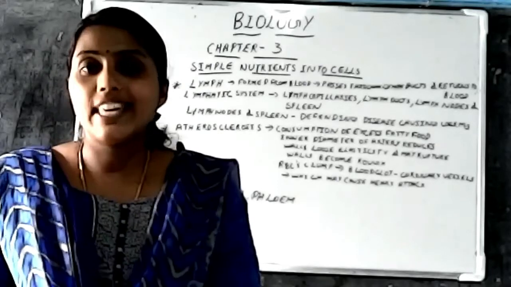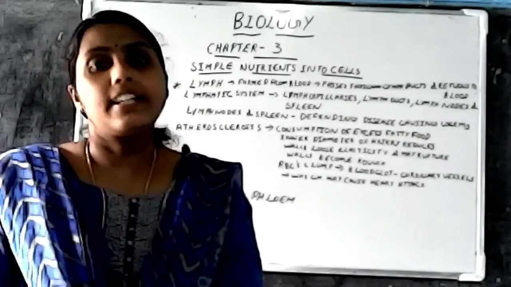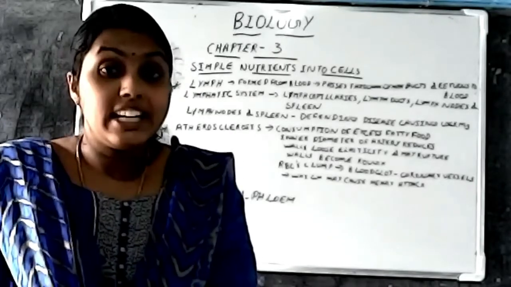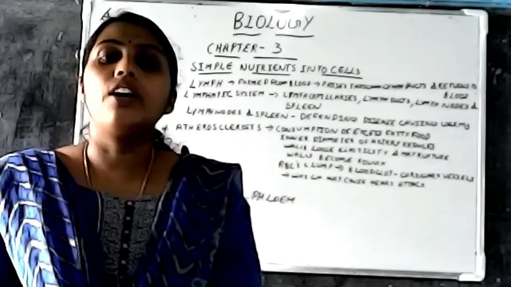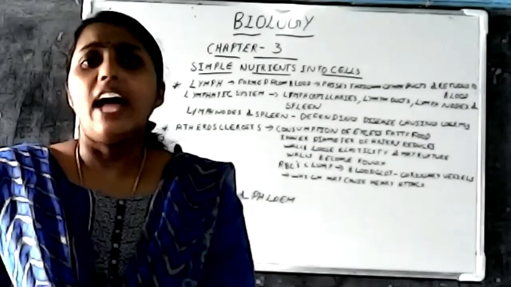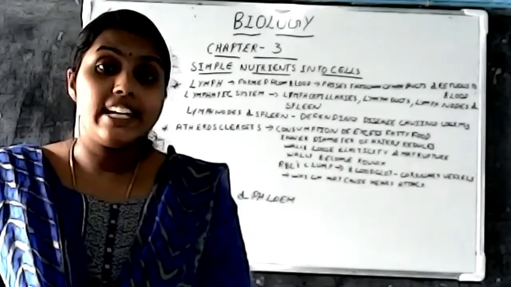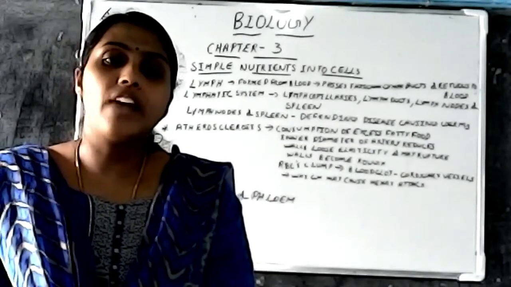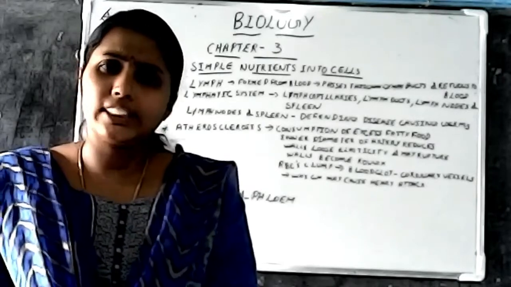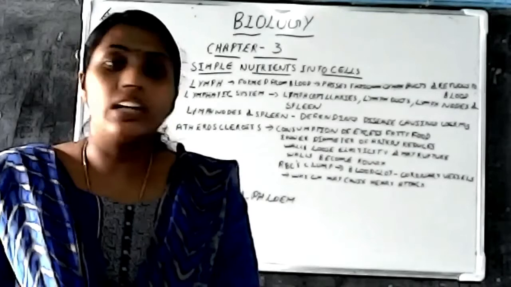So, excess intake of fat results in the deposition of fat in the arterial walls, and this reduces the diameter of the arterial walls and they lose their elasticity, and it makes the inner walls of the arteries rough. And this disease condition is known as arteriosclerosis.